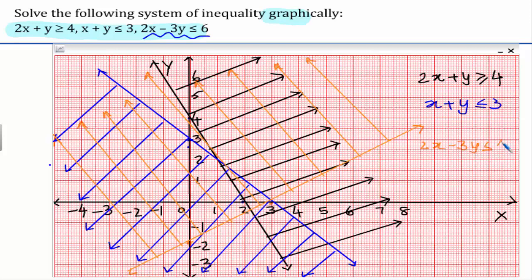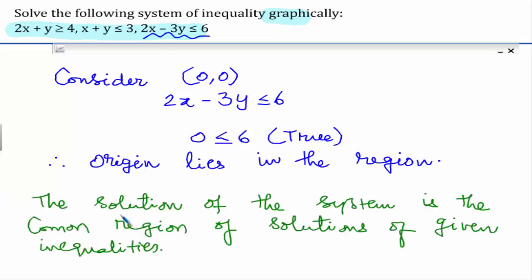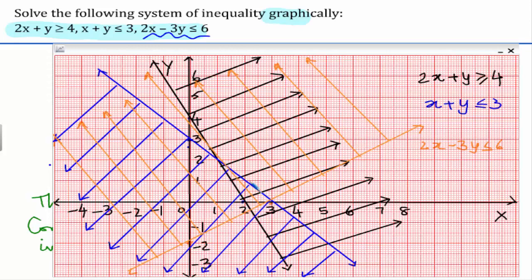So the solution of the system will be the common area of the solutions of these three inequalities. So the solution of the system is the common region of the solutions of the given inequalities. So we need to find out wherever all the three lines are available.